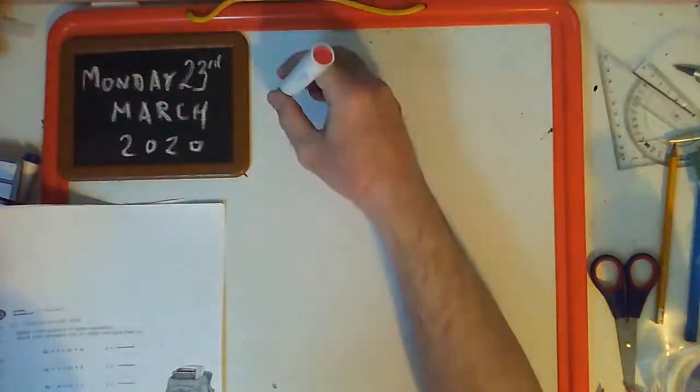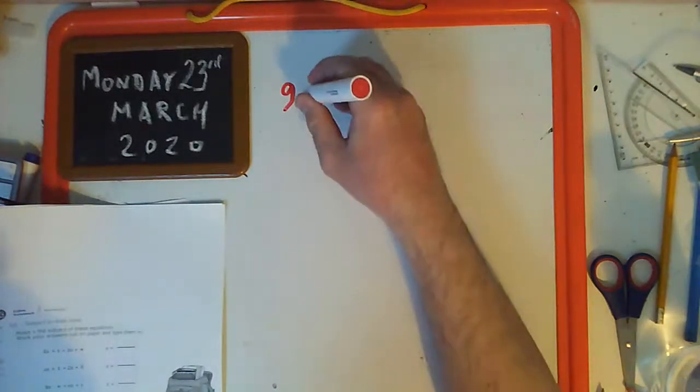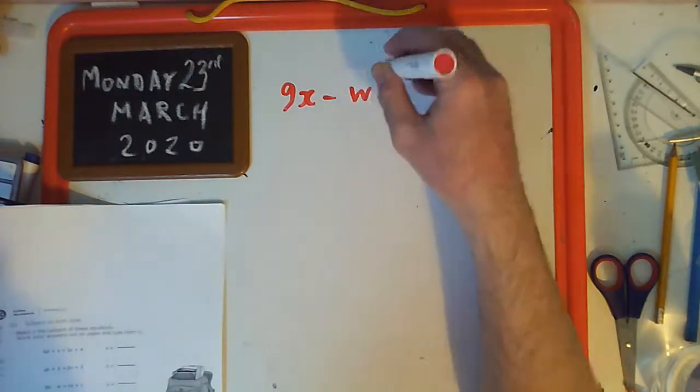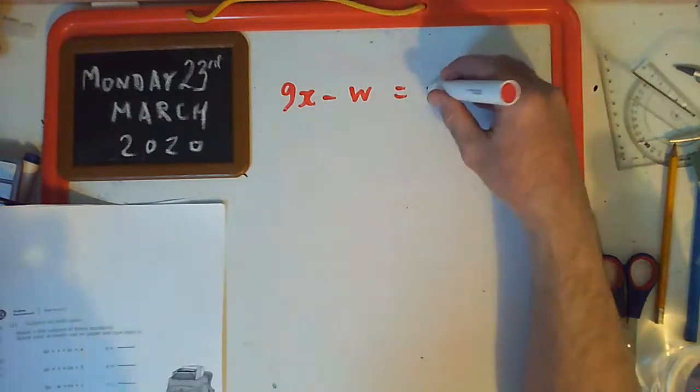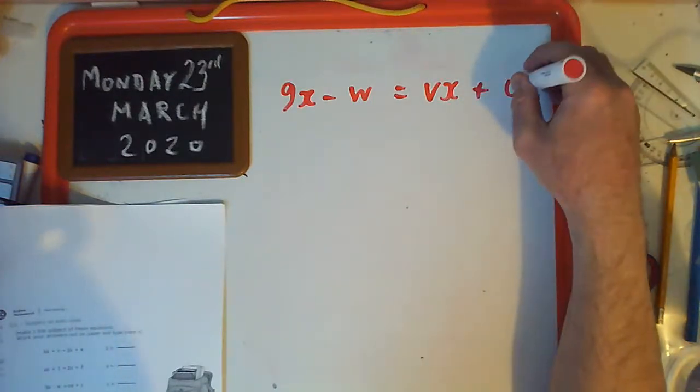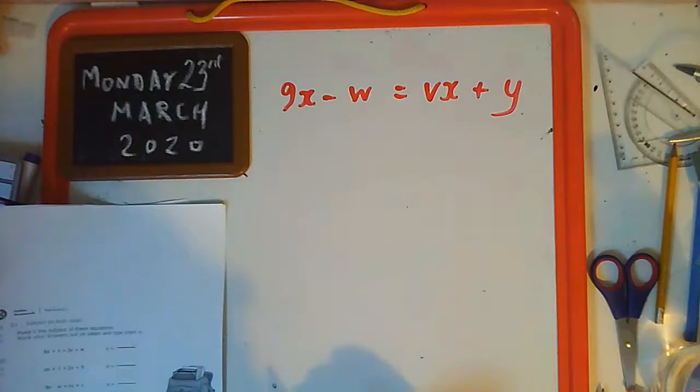And the next one. So 9x minus w equals vx plus y, it says on mine. One thumbs up, thank you. Okay, so again, we're trying to rearrange this to make x the subject. So we're trying to rearrange it as x equals something.